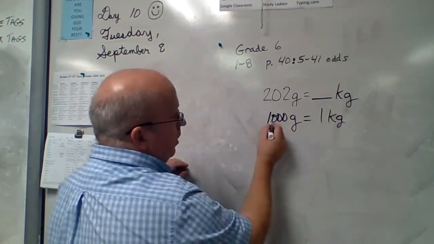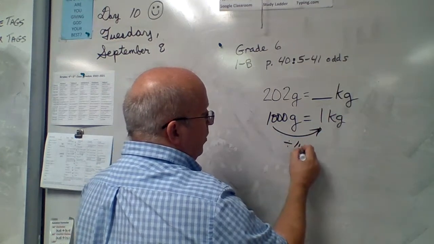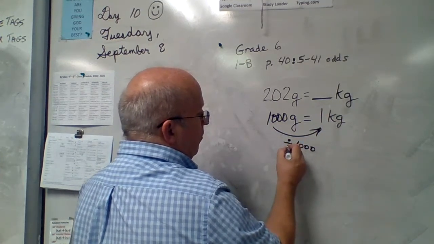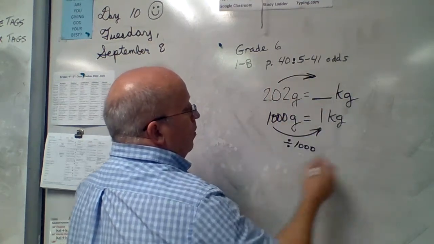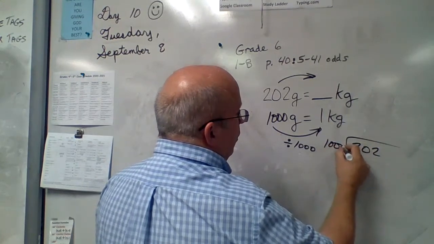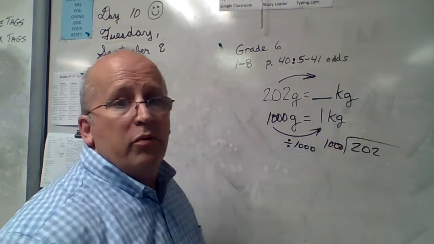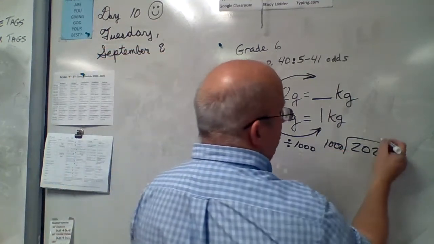Now, study the relationship. What's going on here? We're dividing by 1,000 this time, right? Dividing by 1,000. So we've got to do the same thing here. We're going to take that 202 and we're going to divide it by 1,000. Well, does 1,000 go into 202? Nope. It goes into it 0 times.